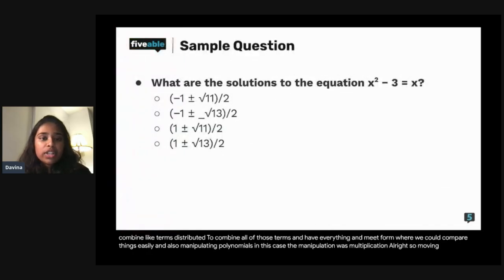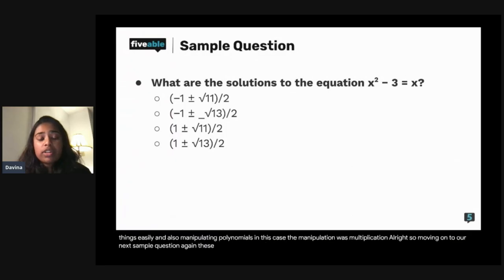All right, so moving on to our next sample question. Again, these are all non-calculator. We will be getting into the calculator allowed section soon, but for now, these questions are no calculator.